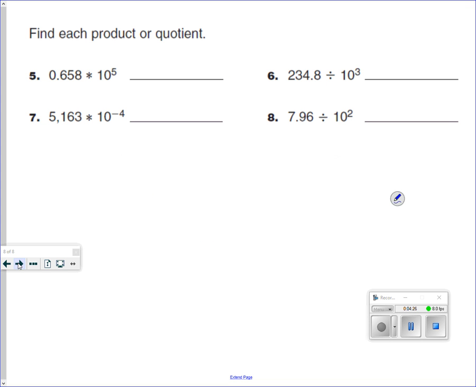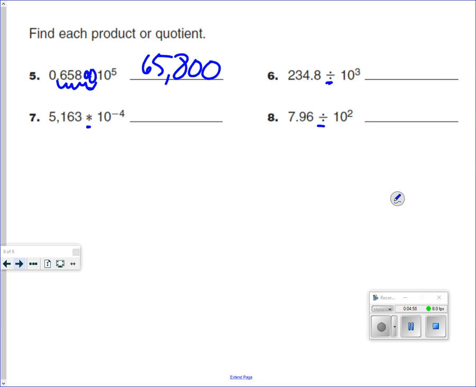Let's keep cruising here. A couple practice problems, and these are pretty important. Let's see how we do here, okay? Key things are multiplying and dividing. If I see this first one, I have 658 thousandths times 10 to the 5th power. Since I'm multiplying by a positive exponent, that means my number gets bigger, so I'm going to move this number 5 spaces to the right. 1, 2, 3, 4, 5. So then I add a couple zeros to that. So my answer is 65,800.